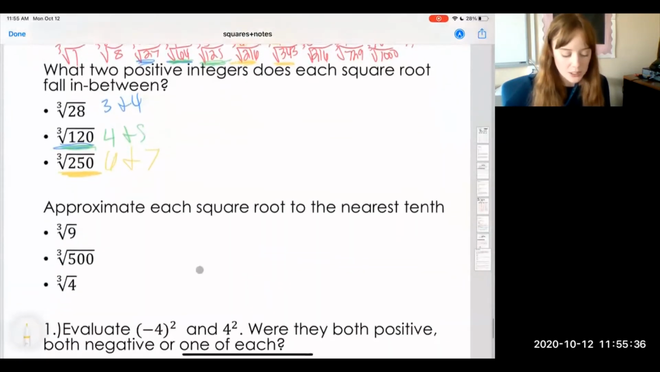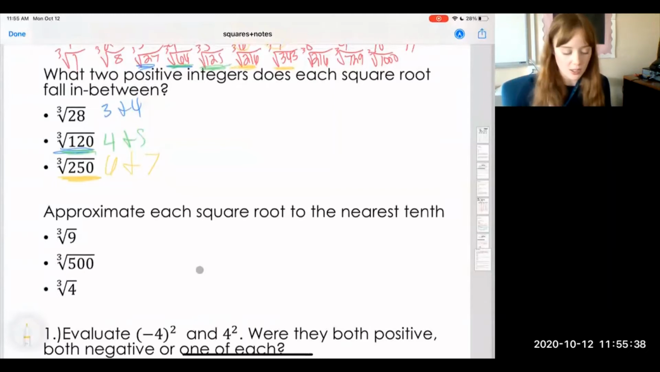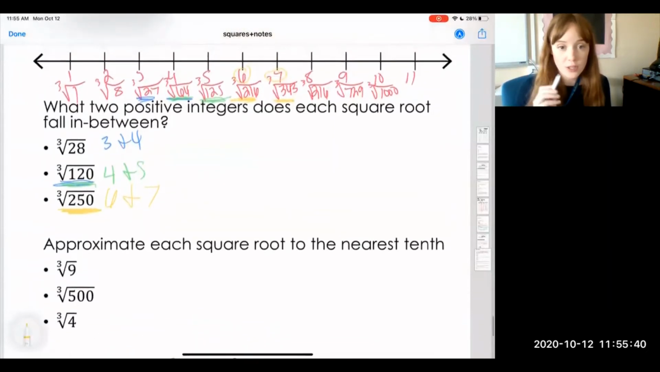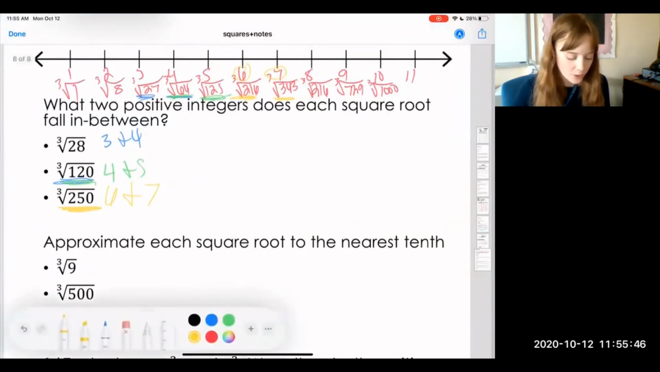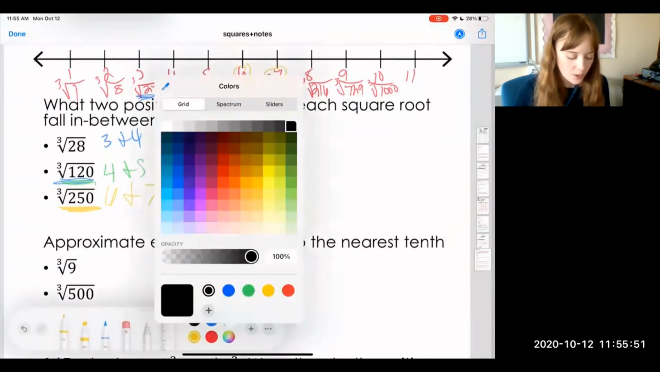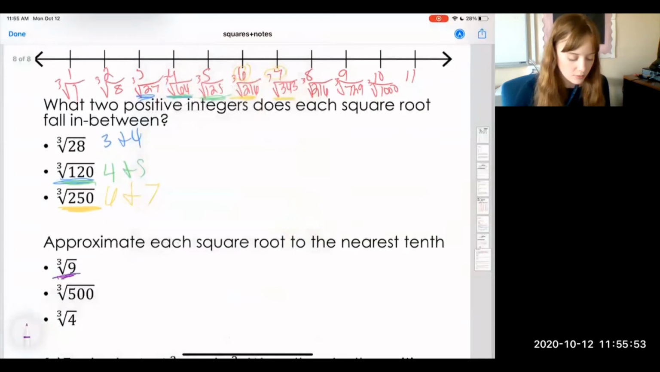So that's all you have to do for those that ask which two numbers they fall in between. The next one is where it gets a little bit more complicated. There's extra thinking you have to put in. First, you have to figure out which numbers they fall in between. Then you have to figure out which number it's closer to. So the first one is the cube root of 9, which falls in between 8 and 27. So that falls in between 2 and 3.